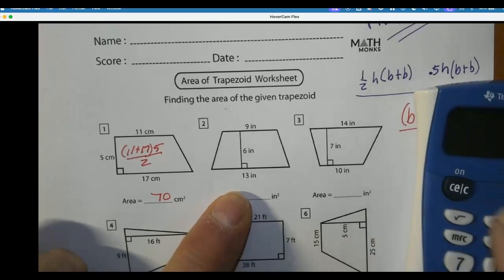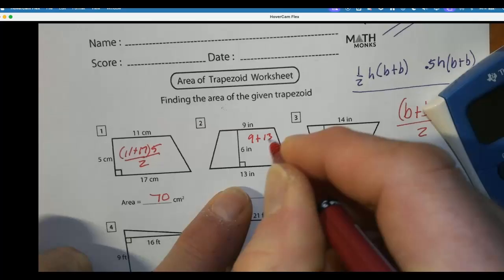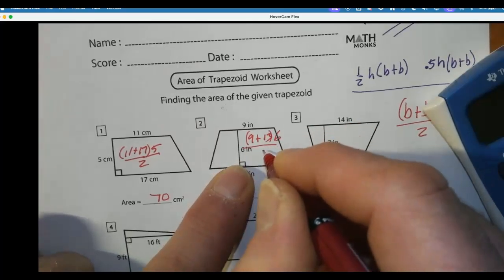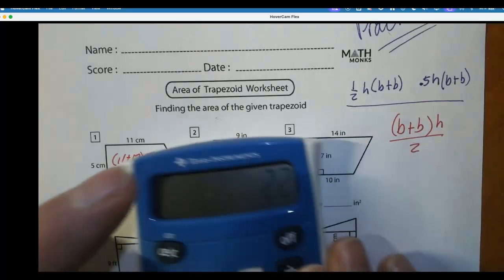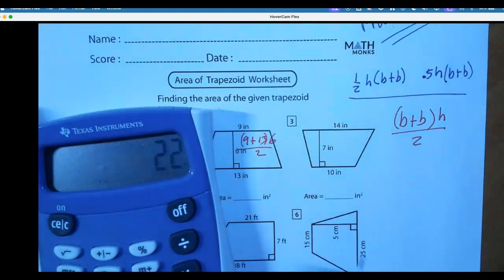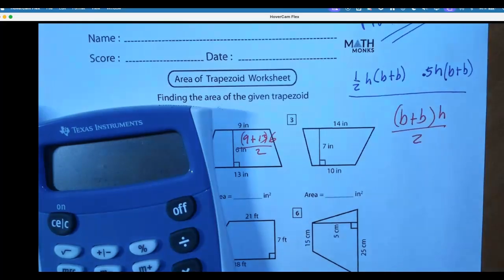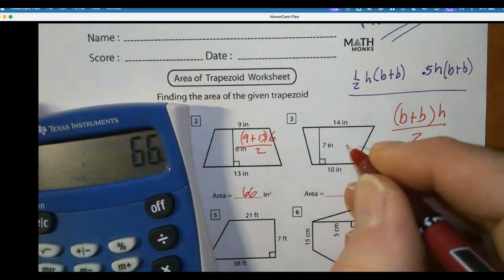All right, let's try this one here. Again, it's 9 plus 13. I'm going to multiply that by the height, and then I'm going to divide the whole thing by 2. So 9 plus 13 equals 22. Sorry, I'll get this over here so you can see it. 22, and then I'll take 22 times 6, and that equals 132, and then I'll divide it by 2, and we got 66.